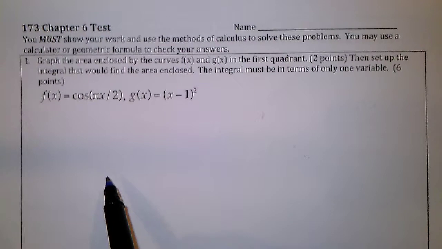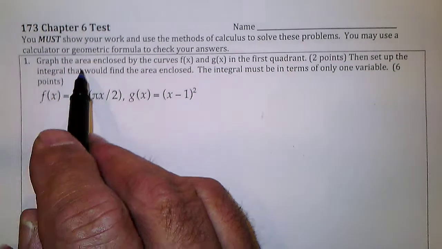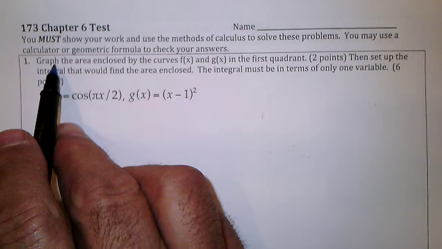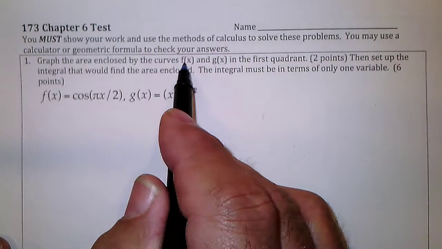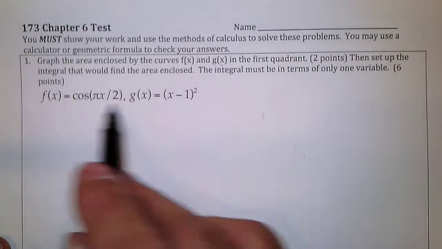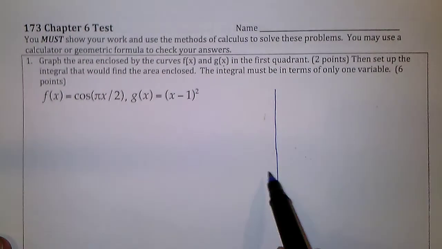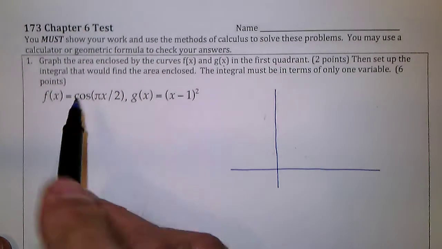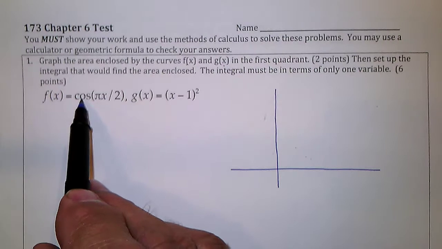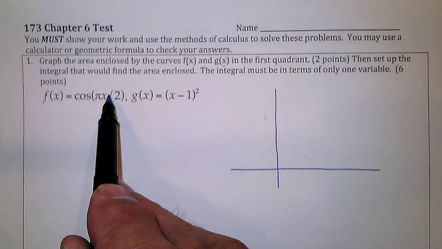Chapter 6 test. It says graph the area enclosed by the curves f of x and g of x. So let's do that. Cosine of pi x over 2.